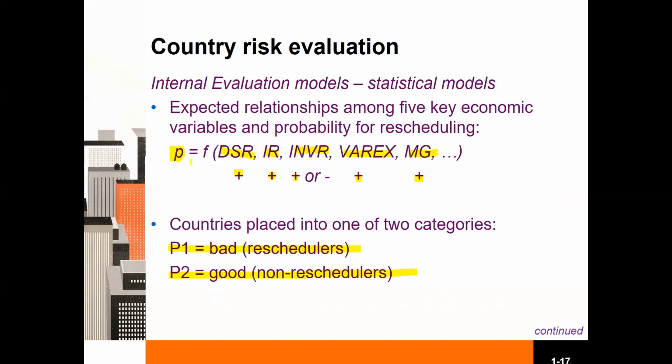So if I summarize, we run a model, for example, a discriminant or regression model, and we get the coefficients of these variables. Then once we have an applicant for this foreign loan, we get the variables for this applicant and multiply by these coefficients, and finally get a value which will indicate whether the applicant is likely to be a loan rescheduler or non-rescheduler.